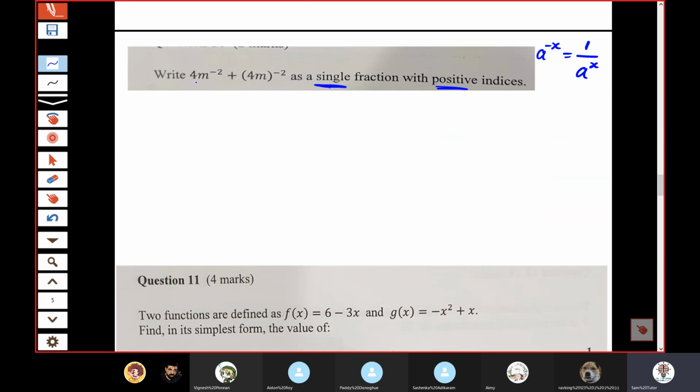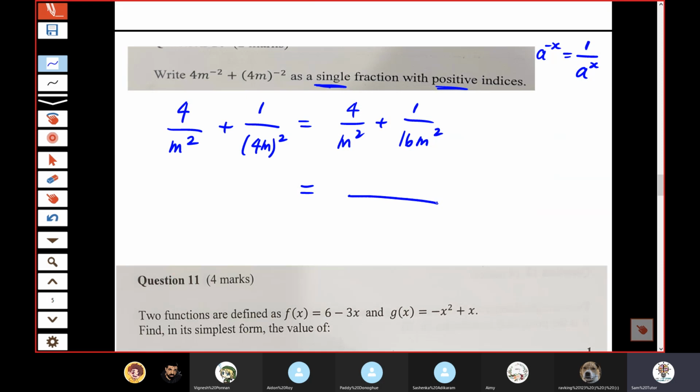So that means the first one, the 4 is not attached to the -2. So you leave the 4 on the top over m squared plus the 4 and the m are attached to the -2. We bring it all down. Next line, 4 on m squared plus 1 on 16 m squared.